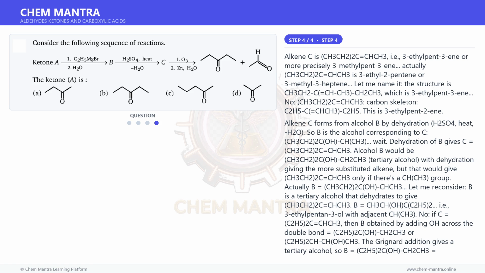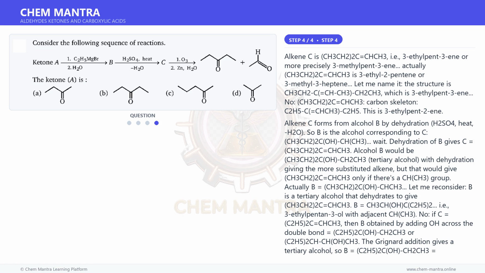This corresponds to option B. A is diethyl ketone, pentan-3-one. A plus C2H5MgBr, after H2O, gives B, (C2H5)3COH, triethyl carbinol. B plus H2SO4 and heat gives C, (C2H5)2C=CHCH3, by dehydration, Zaitsev. C plus O3 then Zn/H2O gives (C2H5)2C=O, pentan-3-one, plus CH3CHO, acetaldehyde. This matches the given products exactly.